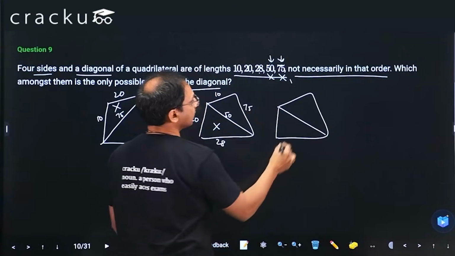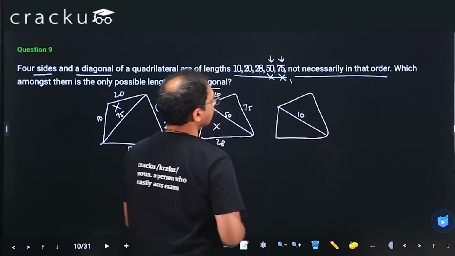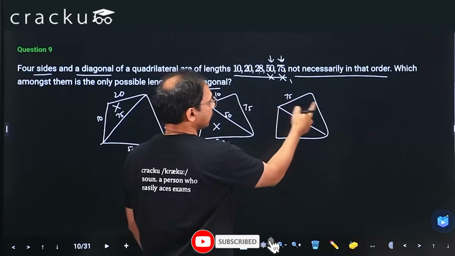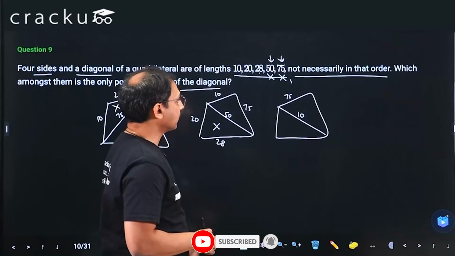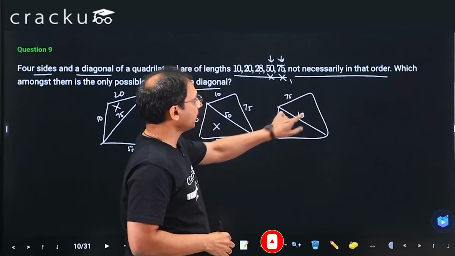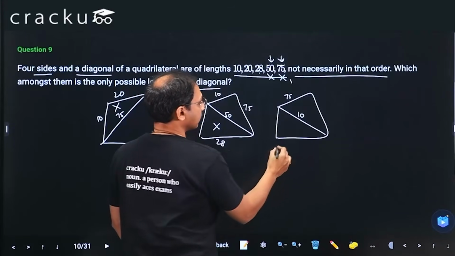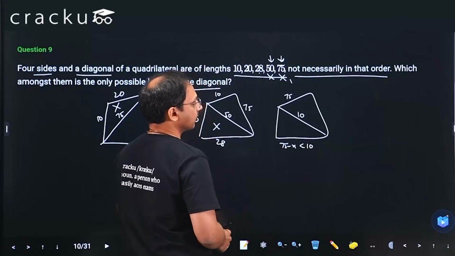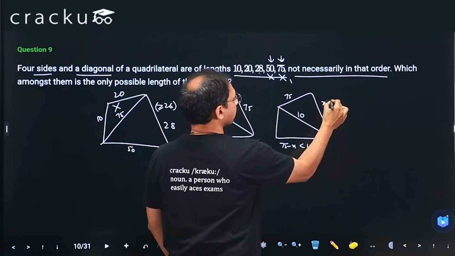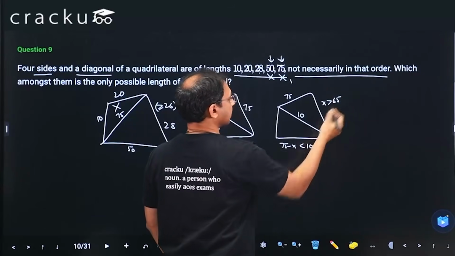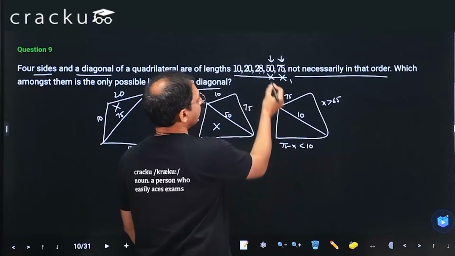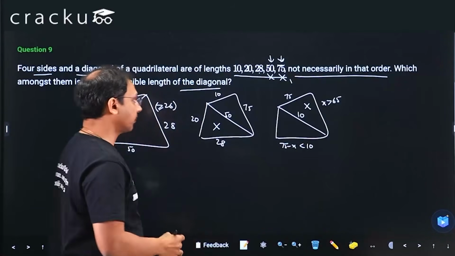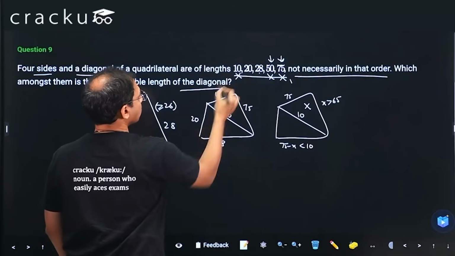Let's start with the smallest side, 10. Now 75 will come somewhere here. We'll use the other version of the triangle inequality: the difference of 2 sides should be less than the third side. So 75 minus x should be less than the third side. That means x should be more than 65. And we don't have any such values. So this triangle also is not possible. So 10 is also not possible.